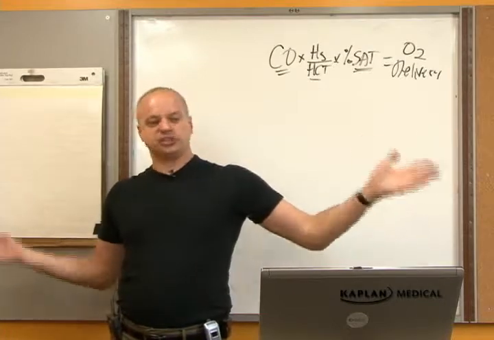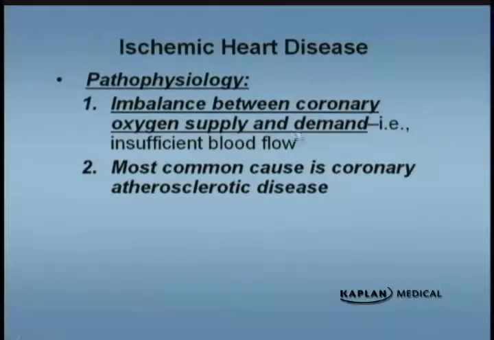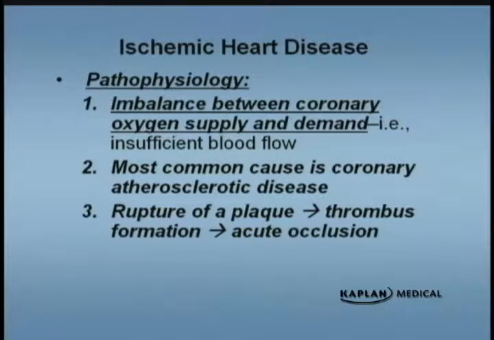Carbon monoxide poisoning, you die of an infarction. Carbon monoxide: see here, imbalance between supply and demand. The hemoglobin's not giving it up to the tissue. It's not releasing it to the tissue. So carbon monoxide poisoning causes an infarction.